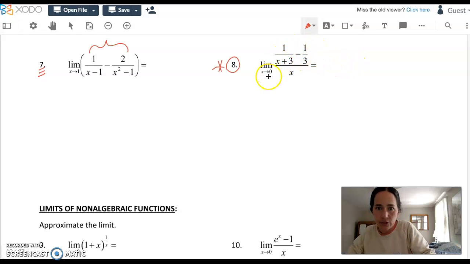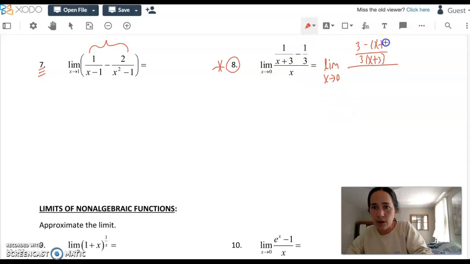Direct sub initially of a 0 would give you the indeterminate form 0 over 0. So that means we have some algebra to do. We want to combine these two top fractions together. Right now this is a complex fraction and we want to make it less complex. The first fraction, if we want this common denominator of 3 times x plus 3, needs a 3 on top and bottom, so I'll just put that up top. The second fraction needs an x plus 3 on top and bottom. So that's kind of what it'll look like for starters, and it's all divided by x.